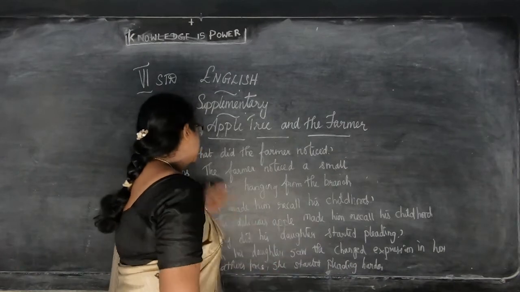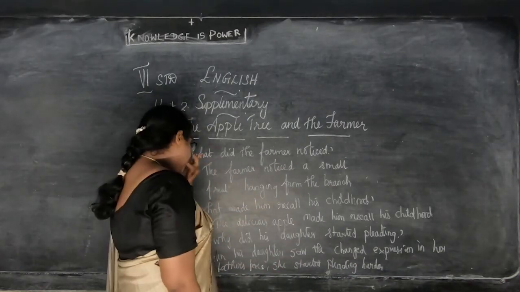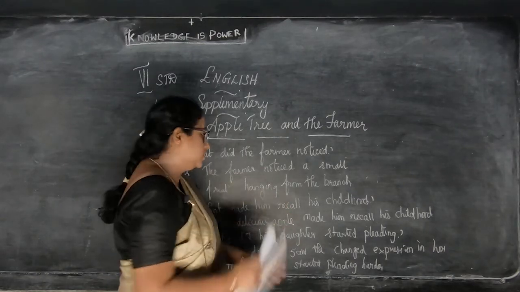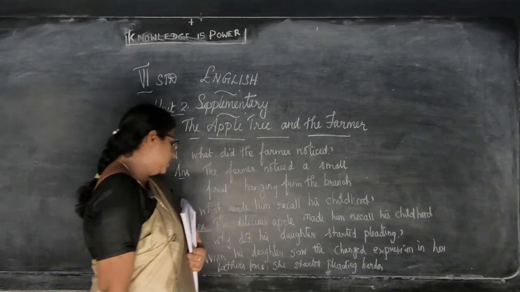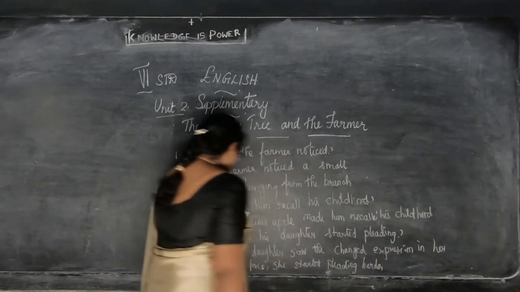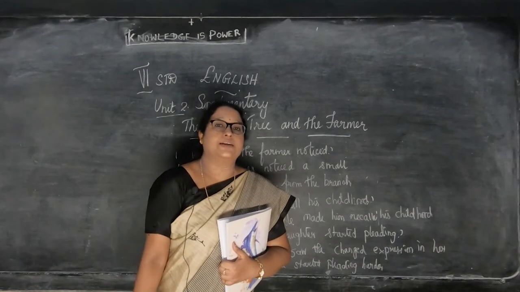So did you understand this, children? So what did the farmer notice? The farmer noticed a small fruit hanging from the branch. And what made him recall his childhood? The delicious apple made him recall his childhood. Why did his daughter start pleading? Recalled his childhood. Then when his daughter saw the changed expression in her father's face, she started pleading harder.